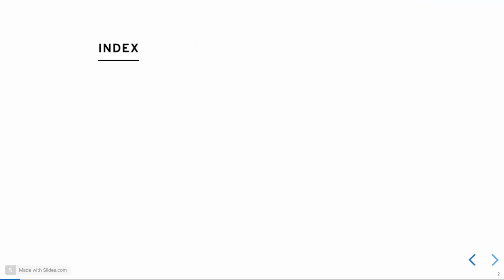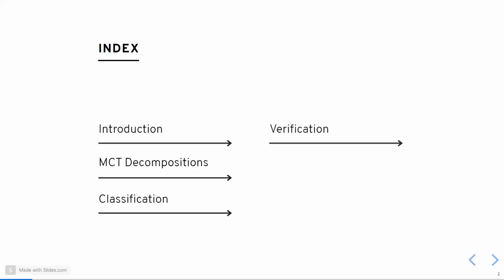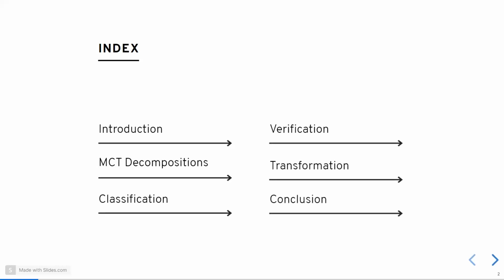The talk is structured as follows. I'll first talk about the introduction and motivation for this work. Next, I will talk about the state of the MCT decompositions currently. Next, Henry will talk to you about the classification of permutation gates, and then he will present the verification scheme. Finally, I'll talk about the transformation between the classes and then conclude. So let's begin.